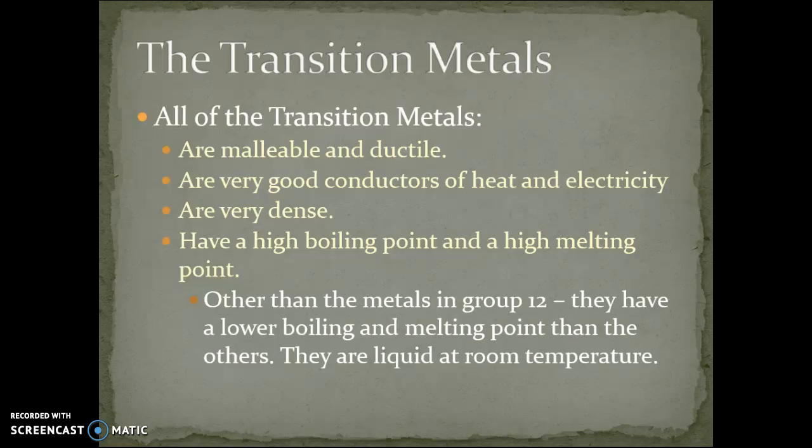All of these metals are very good conductors of both heat and electricity. Heat and electricity pass through them very well. They are very dense. This is different from the alkaline earth metals. These transition metals are very dense. Again, this is what we typically think of when we think of metals. They have a high boiling point and a high melting point. There is a little bit of an exception to this because the metals in group 12 tend to have a little bit of a lower boiling and melting point than the others. And you even have a couple of elements there that are liquid at room temperature.